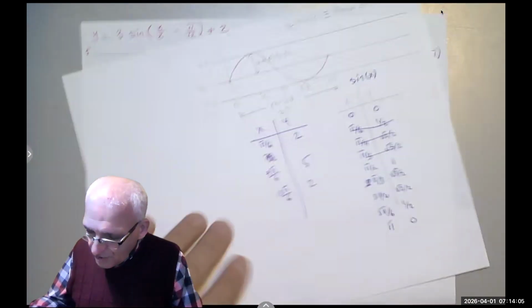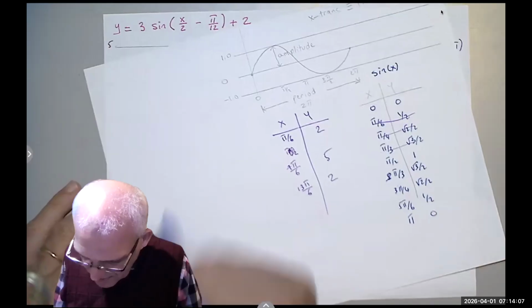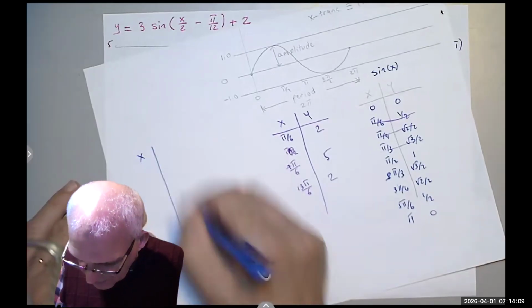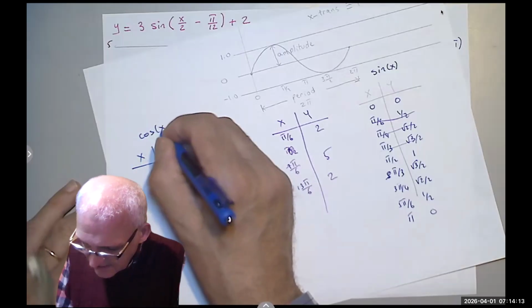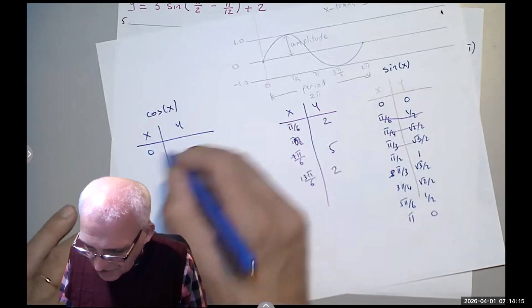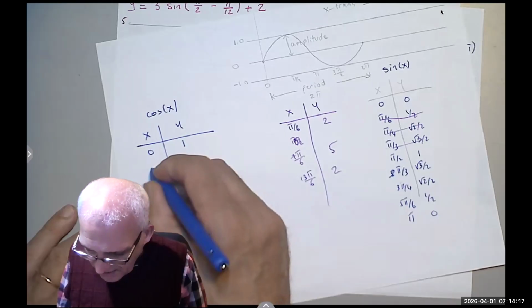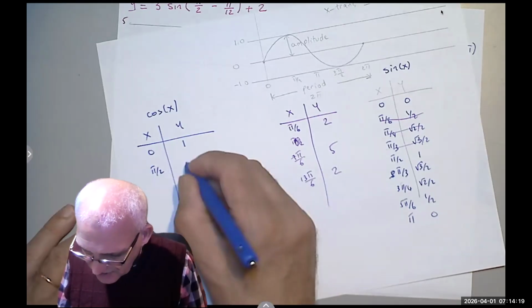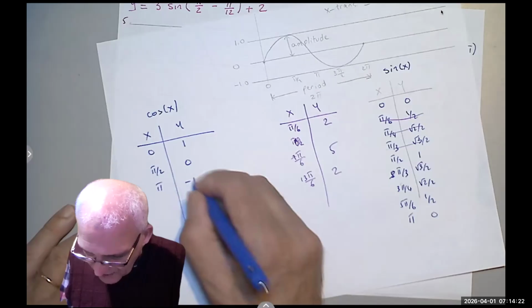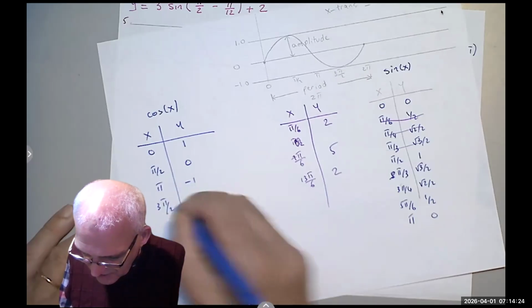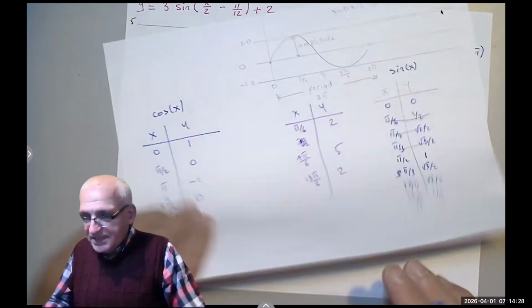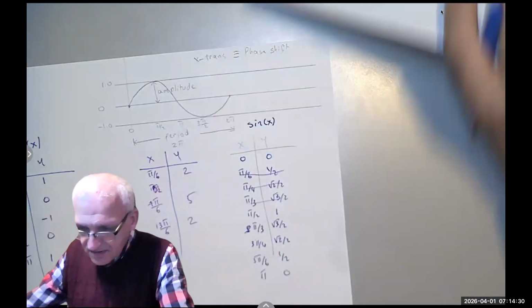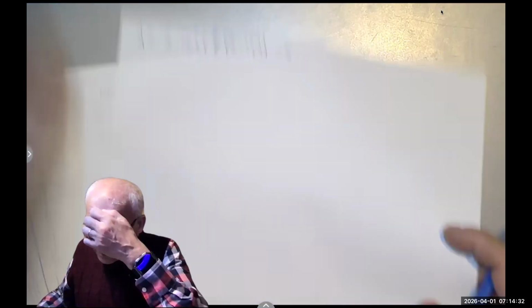If I want the cosine, so x, y, and this is cosine of x. I know that x is 0, y is 1, x is pi over 2, 0, pi, -1, 3 pi over 2, 0, and 2 pi, you go back to 1. So that's the parent function.